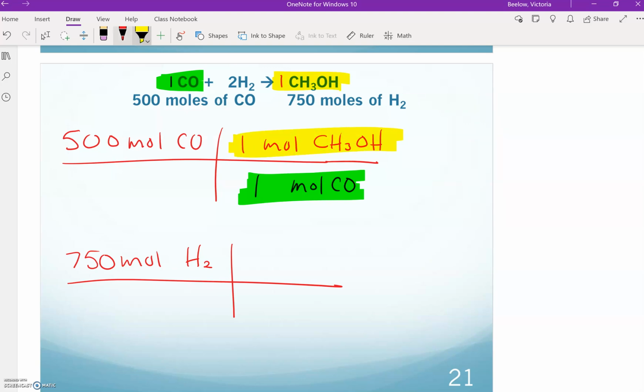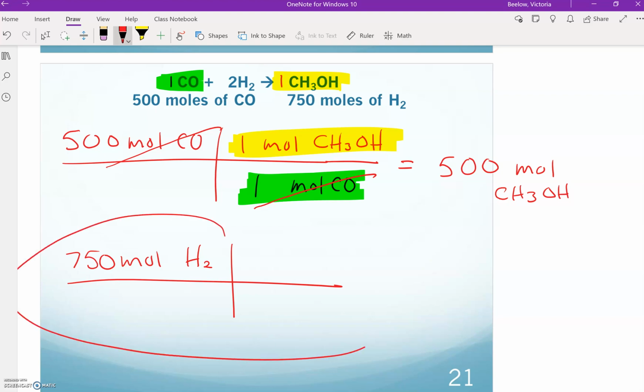So luckily for us, there's not a lot of math to do here because it would be 500 moles times 1 divided by 1. And I don't want to forget to do this. Moles of CO cancel on top and bottom. I'm only left with moles of CH3OH. So if I had 500 moles of CO, which is carbon monoxide, that would produce 500 moles of CH3OH. Now, this is not my final answer. My final answer should be which of these two reactants is the limiting reactant. And it's whichever one we're going to have less of.